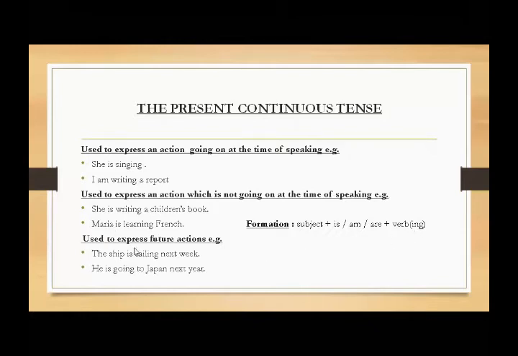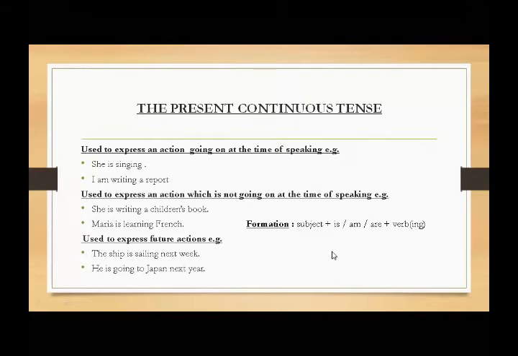Then there is one more use, to express future actions. For example, the ship is sailing next week. Although this is a future action, the ship will go next week, we can use the present continuous tense. Then there is one more example. He is going to Japan next year. We are talking about next year, even then we can use the present continuous tense.